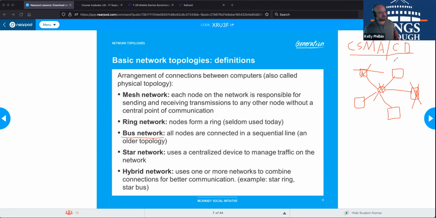So star configuration, everything comes out from the central device, single point of failure at the central device. But if individual computers go down or individual cables go down, the network can still survive.